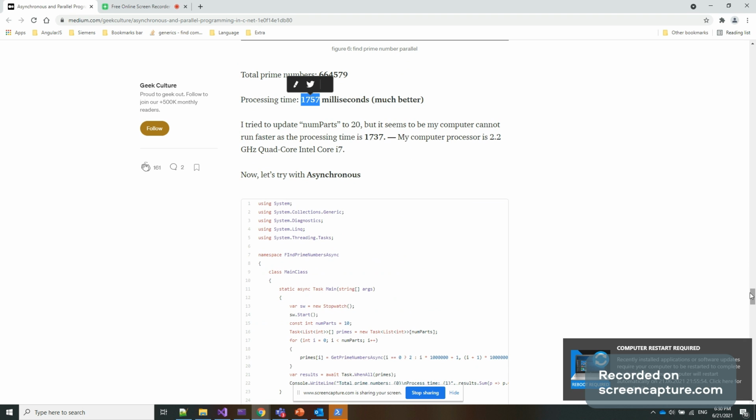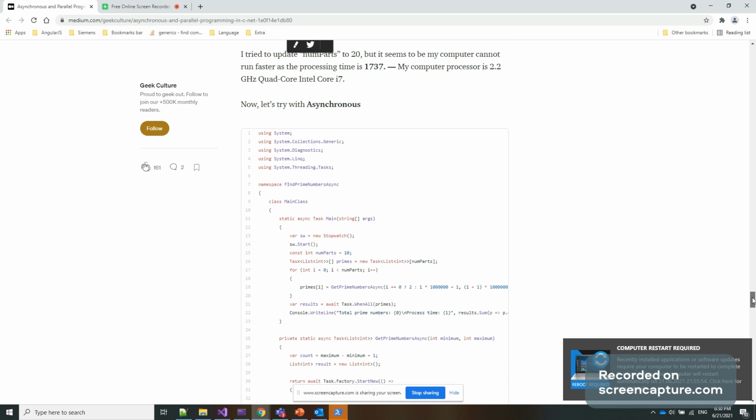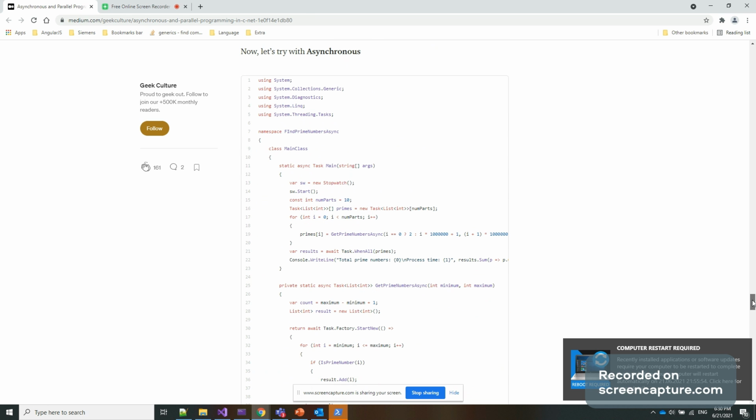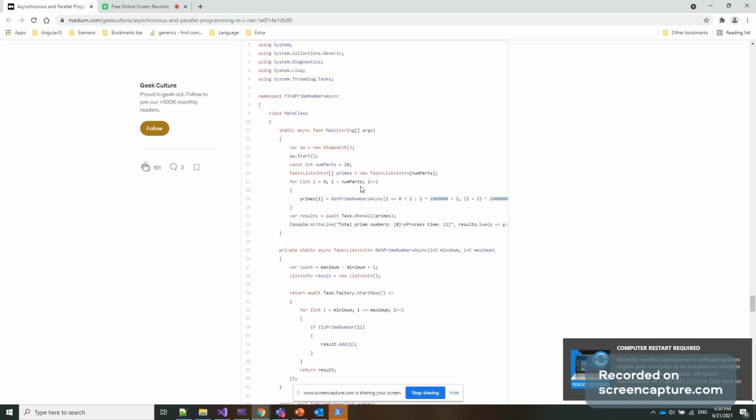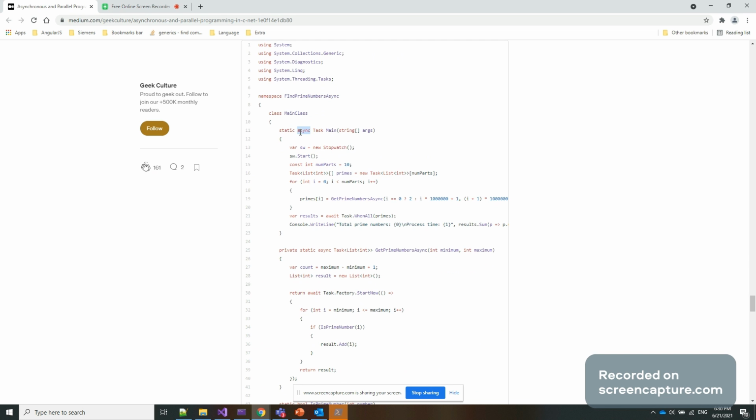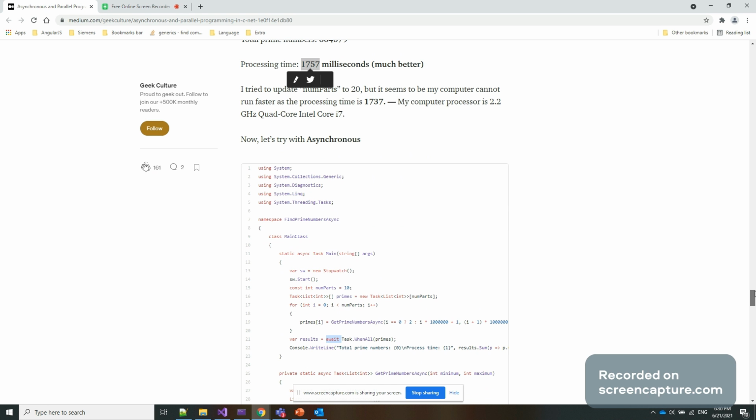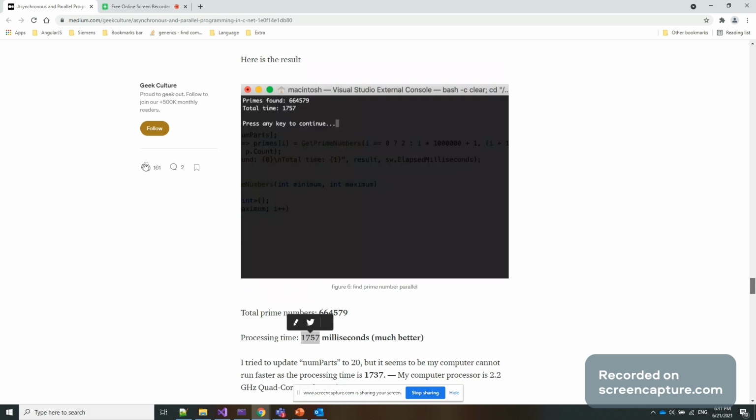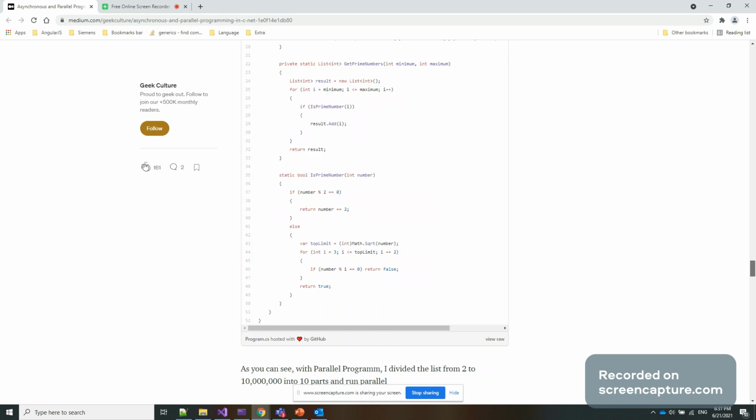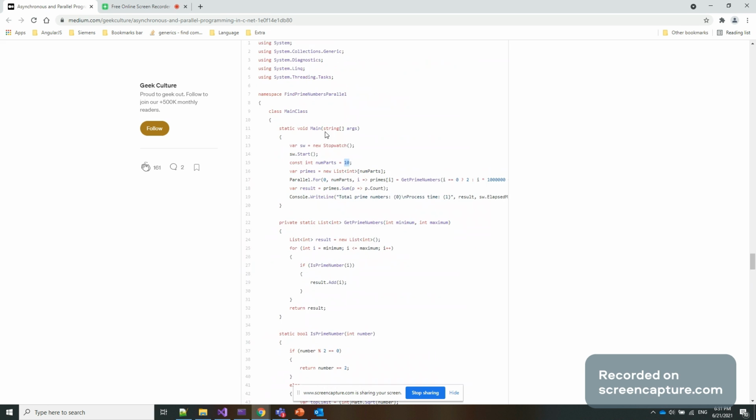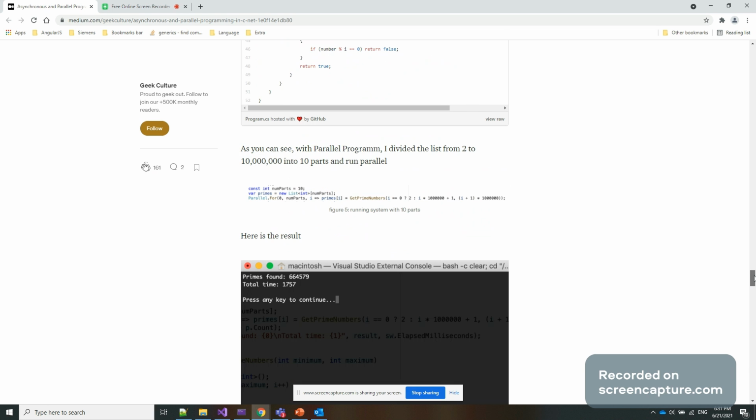Now coming to the third one, the async and await approach. The main difference is that we are using async here in the main method, and when we are using async, we need to use await also. Both need to be used together. And if we are using parallel programming, there is no async and await.